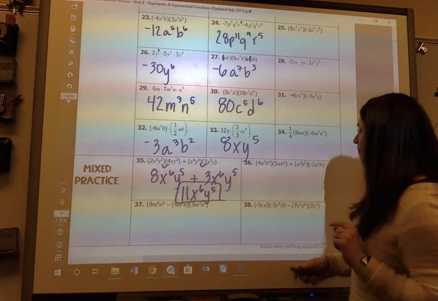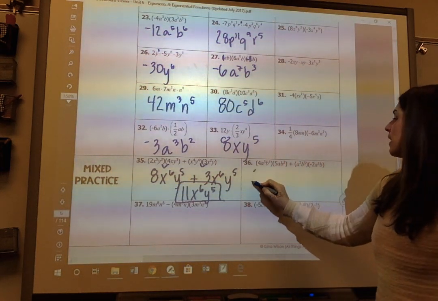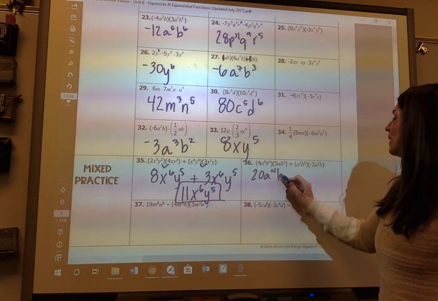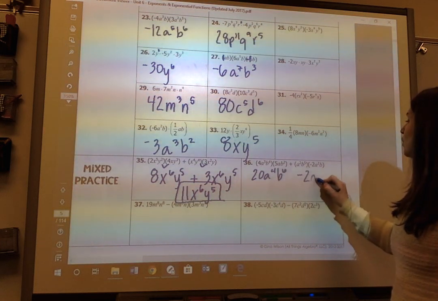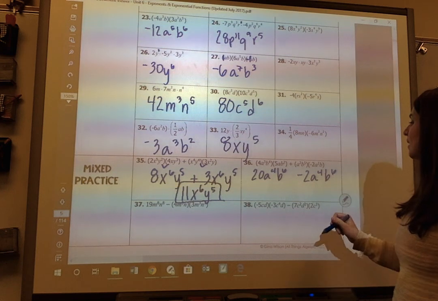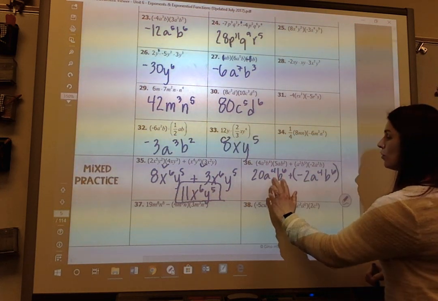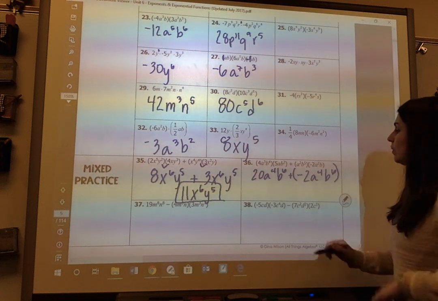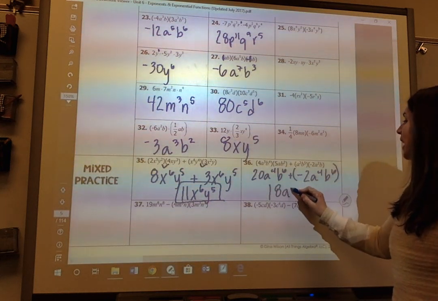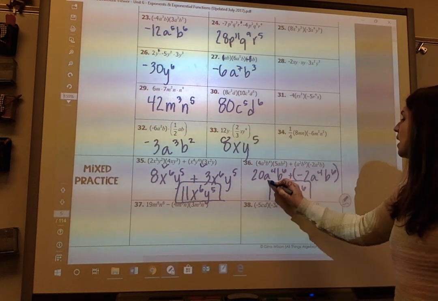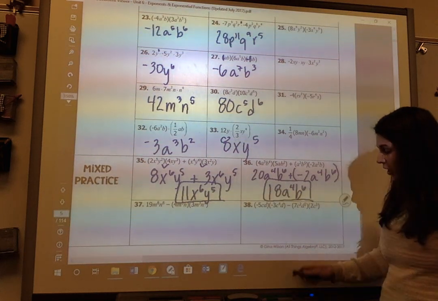Only when you multiply. So let's look over here at 36. I get 20a to the 4th, b to the 6th, and negative 2a to the 4th, b to the 6th. And it's adding, so it doesn't change that sign. So do my variables line up? They do. So my answer is 18a to the 4th, b to the 6th, because my exponents don't change.